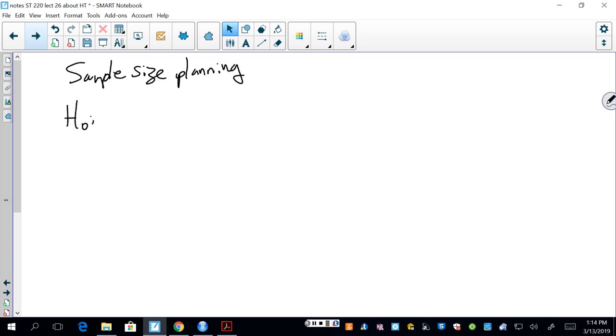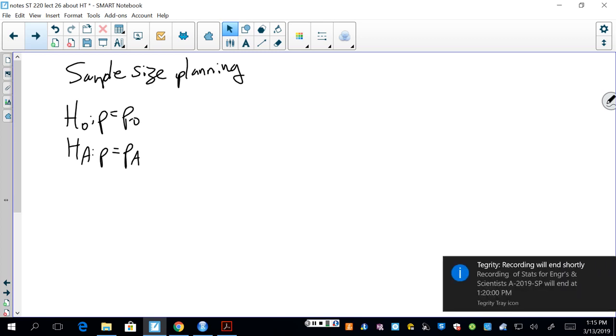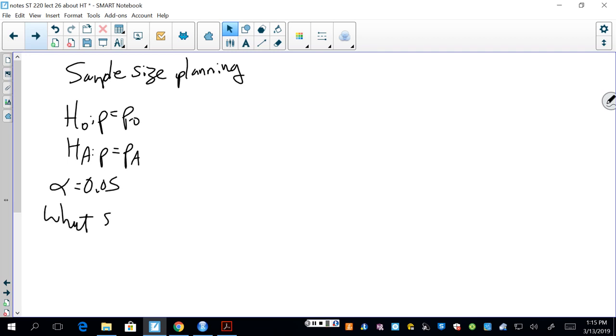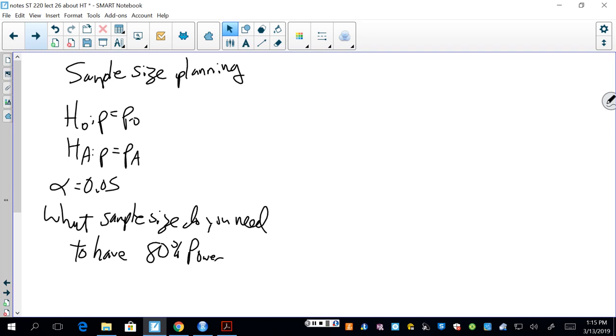If you have a null hypothesis like P equals something, and you have an alternative that says P equals P sub A, right? And you want to do an alpha, say 0.05 level test, you can ask the question, what sample size do you need to have, say, 80% power to reject H0? And so there's some formulas in there, but just as a couple of examples that come out of this.